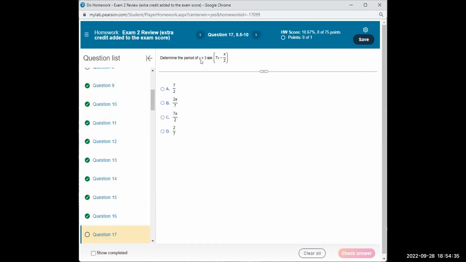Here it says determine the period of y equals 3 sine (7x minus pi over 2). Don't worry about this constant here. This is just the phase shift. And we are looking for the period. So you take 2 pi and divide it by the constant in front of the x. So that's 2 pi over 7.